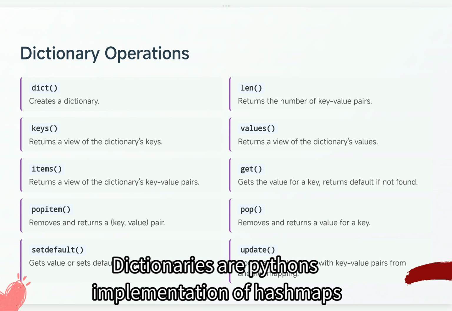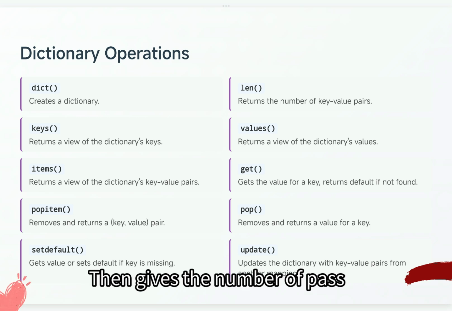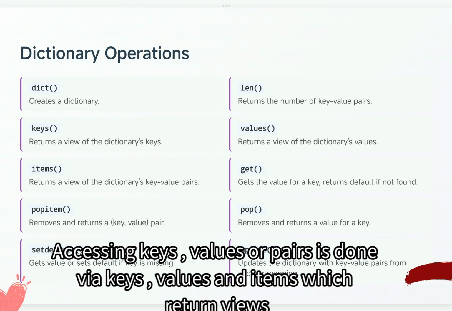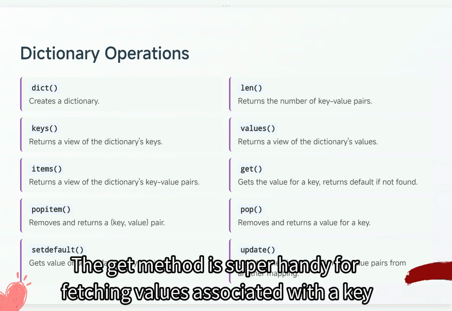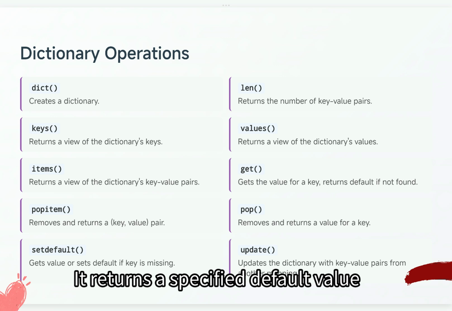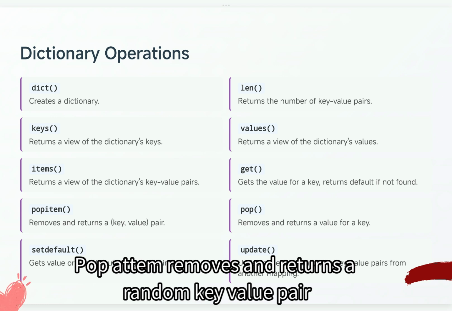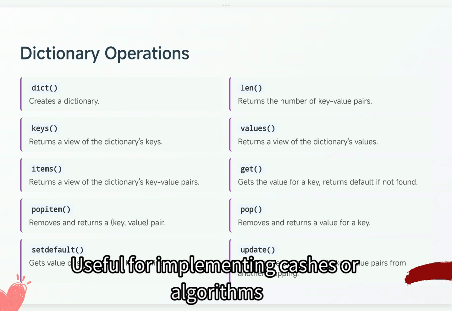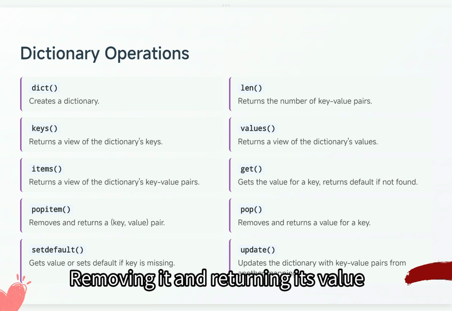Dictionaries are Python's implementation of hash maps, perfect for key-value storage. Dict creates a dictionary. Len gives the number of pairs. Accessing keys, values, or pairs is done via keys, values, and items, which return views, meaning they reflect changes in the original dict. The get method is super handy for fetching values associated with a key, but instead of raising a KeyError if the key doesn't exist, it returns a specified default value, often None or an empty string. Popitem removes and returns a key-value pair, useful for implementing caches or algorithms. Pop specifically targets a key, removing it and returning its value.